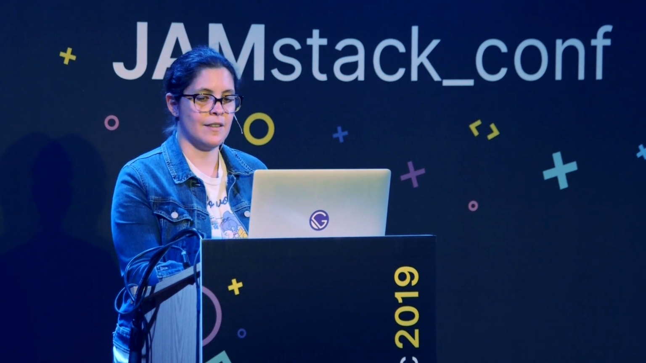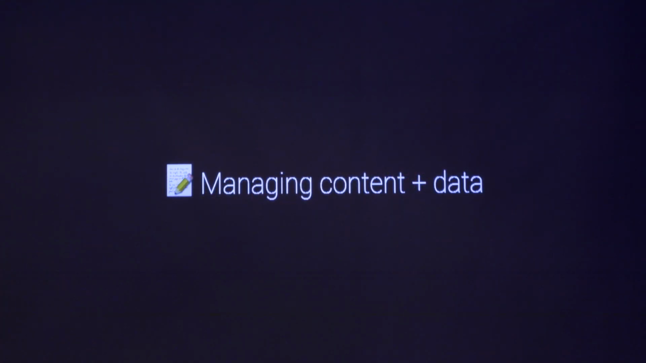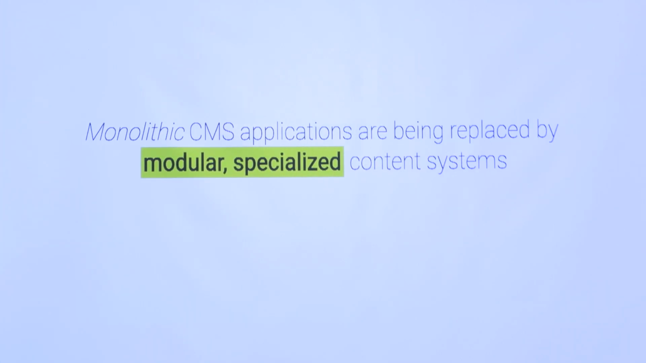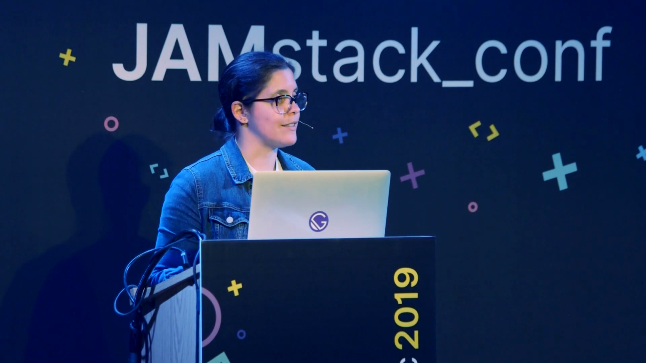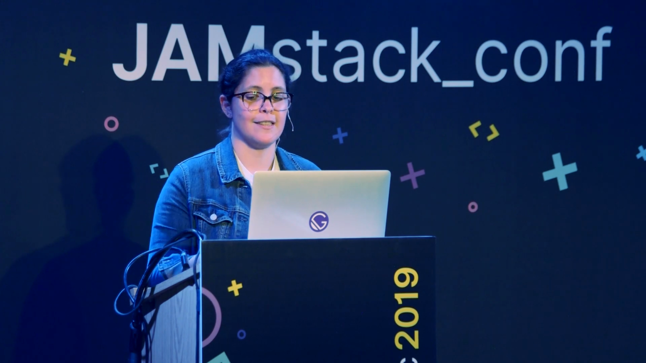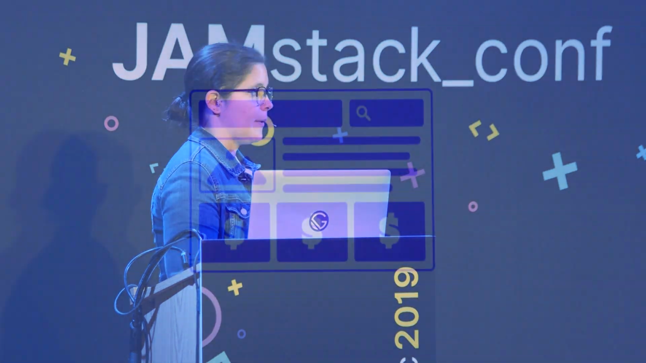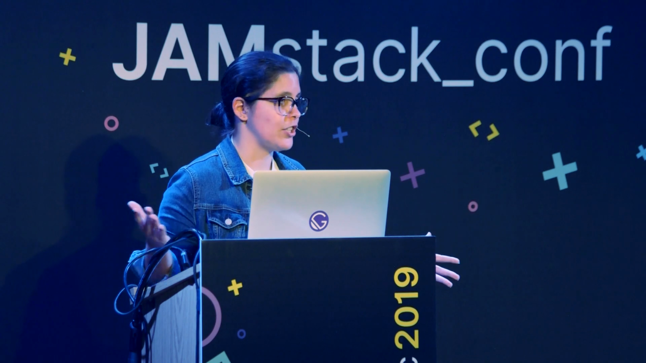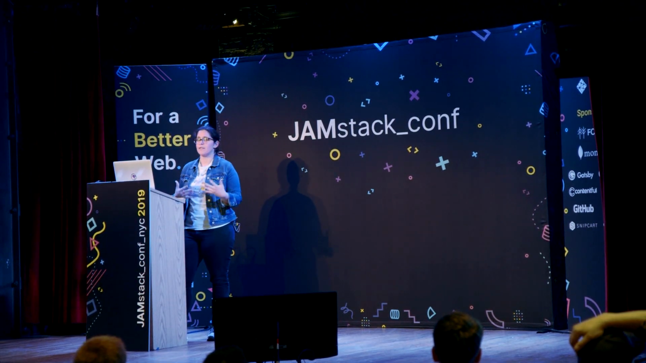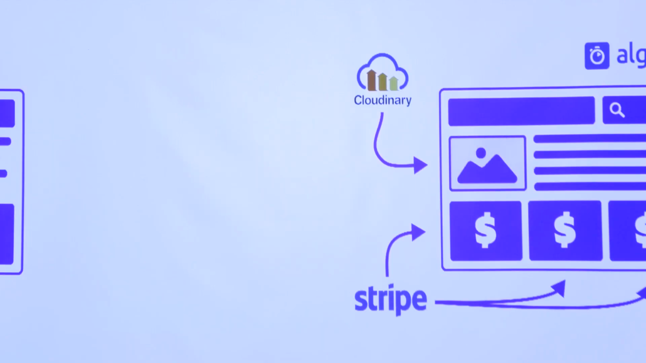Next core concern, managing content and data. Again, we talked about this earlier, monolithic CMSs are being replaced by these modular specialized content systems, and nowadays your data can come from anywhere. You can't tell just by looking at a site, but earlier we talked about the A in JAMstack, this proliferation of specialized purpose-built tools exposed in APIs.